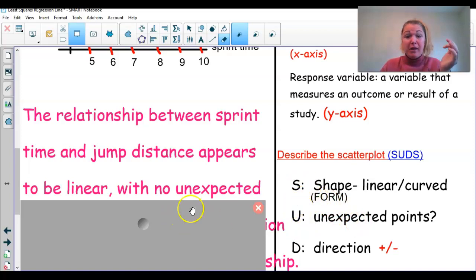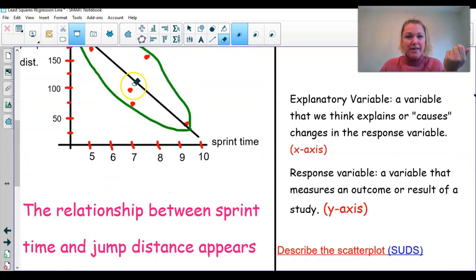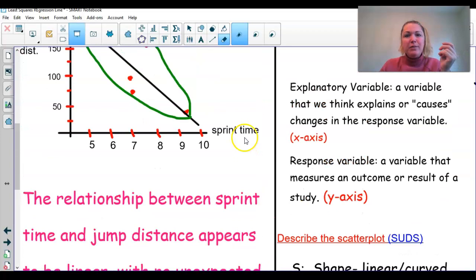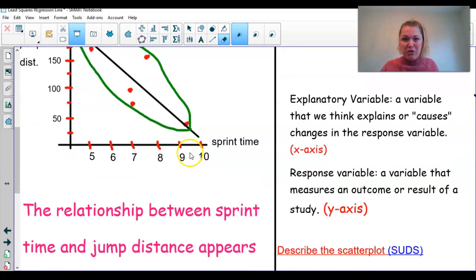So I said with no unexpected points. So I have my S and my U there in context. It has a negative association, because it's going down. And I went ahead and said that this was moderately strong. We have a couple points right next to the line. And if we would take away this point here and this point here, that oval would be really thin. So we would say strong. But because I have this point right here and this point right there, that makes it a little wider. And that's why I'm deciding to call it moderately strong.